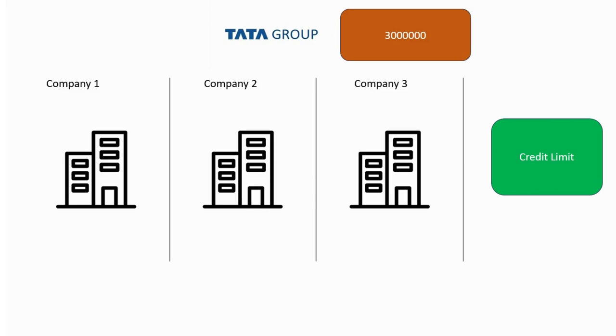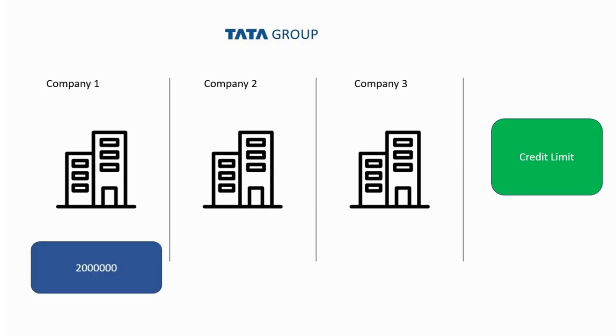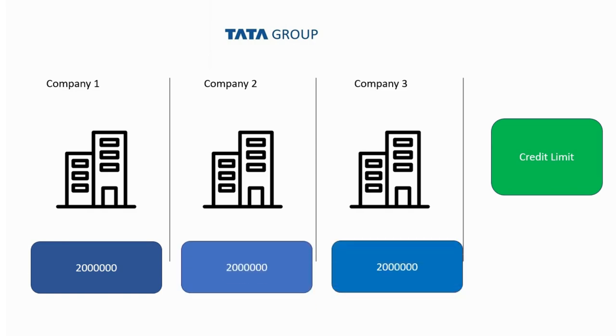However, there can be another scenario under this customer credit group. What is that? Assume Tata Group has an individual credit limit. However, as per the agreement, the organization has agreed that company 1, company 2 and company 3, these individual customers, will have an individual credit limit of 2 million each. However, the total Tata Group will have 3 million as a credit limit, which means an individual customer can avail the limit up to 2 million, but as a Tata Group, at any point of time, the company will not allow credit limit more than 3 million. Okay, so that is another scenario.